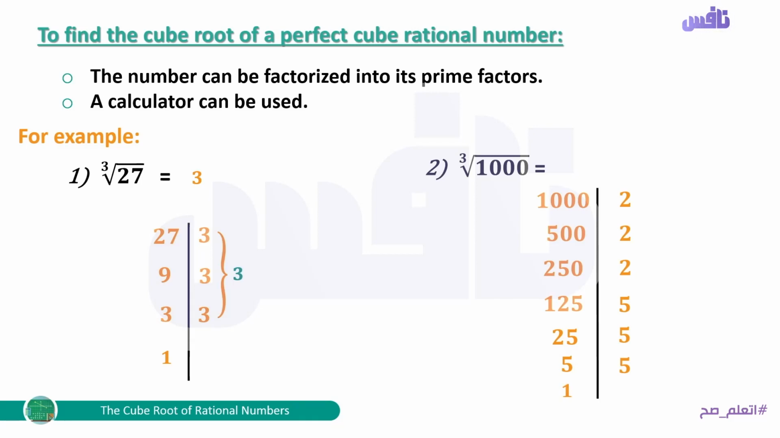As we did in the first example, we will take only one number from each 3 similar numbers. We have three 2's, so we are going to take only one of them. We have three 5's, and we are going to take only one of them, 5. Then cubic root 1000 equals 2 times 5 equals 10. You can check your answer using a calculator. Cubic root 1000 will be 10.